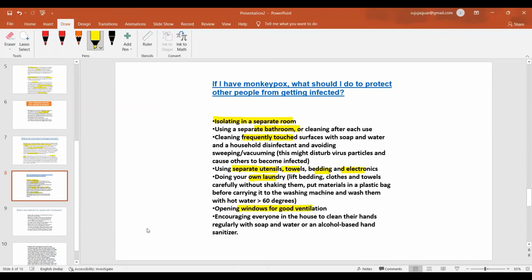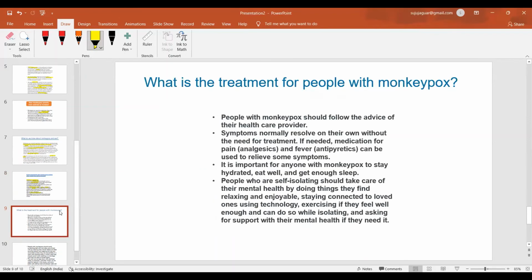Encourage everyone in the house to clean their hands regularly with soap and water or an alcohol-based hand sanitizer. Is there any treatment for people with monkeypox? They should first follow the advice of their health care provider. Symptoms normally resolve on their own without the need for treatment. If needed, medication for pain and fever can be used to relieve some symptoms.